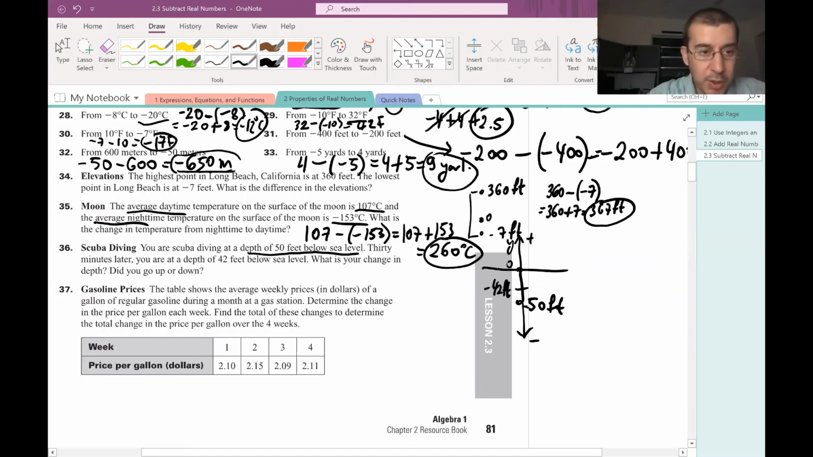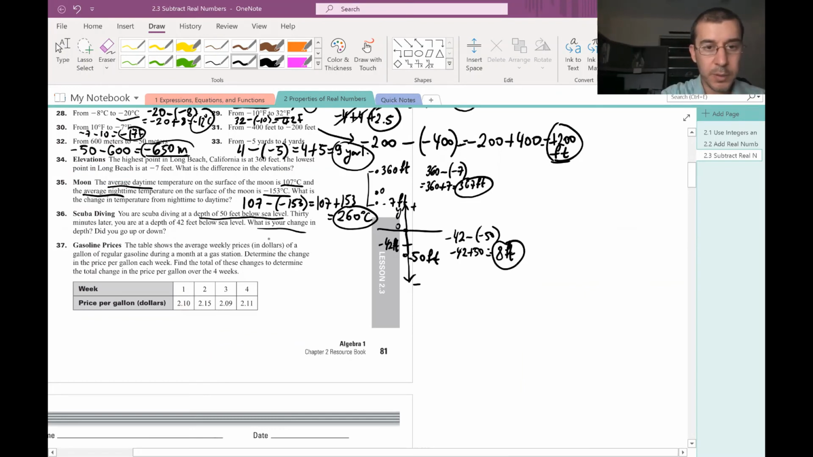What is your change in depth? Did you go up or down? So basically, you're now at minus 42. So minus 42, and then you started from minus 50, so minus 50, or this is minus 42 plus 50, or this is plus 8 feet. So what is your change in depth? It is 8 feet. Did it go up or down? Up. So from negative 50 feet, we went to negative 42 feet. So we went up. So let's just write it down, 8 feet and then up.